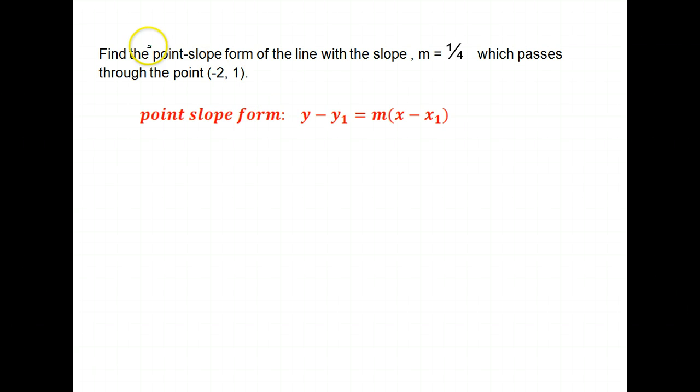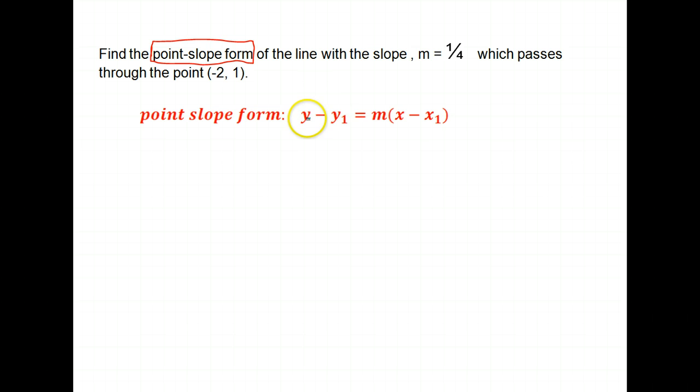All right, let's talk about the point slope form of the line. Now on your questions, you will want to pay close attention to what form they want the line in, because that will determine your answer. There are different ways to write the equation of a line. We're going to be talking about point slope form.